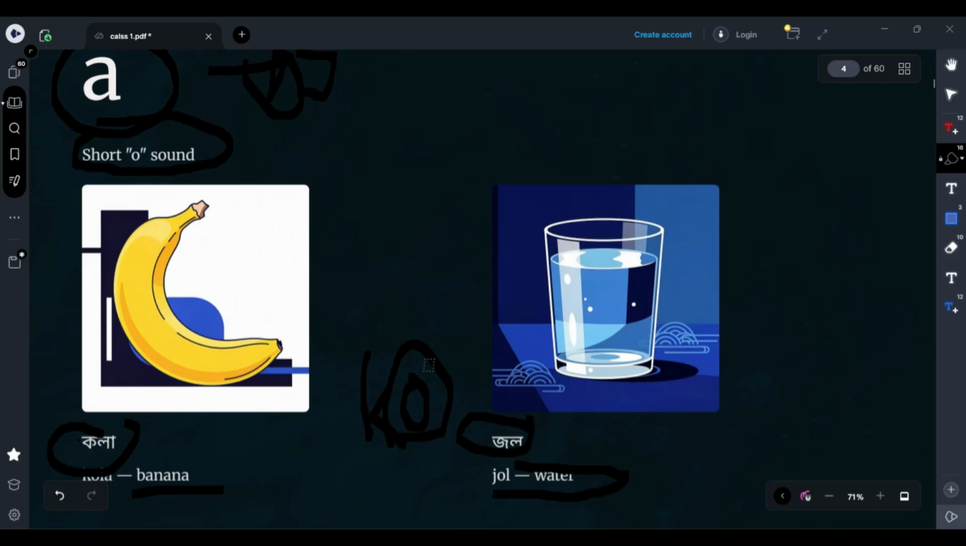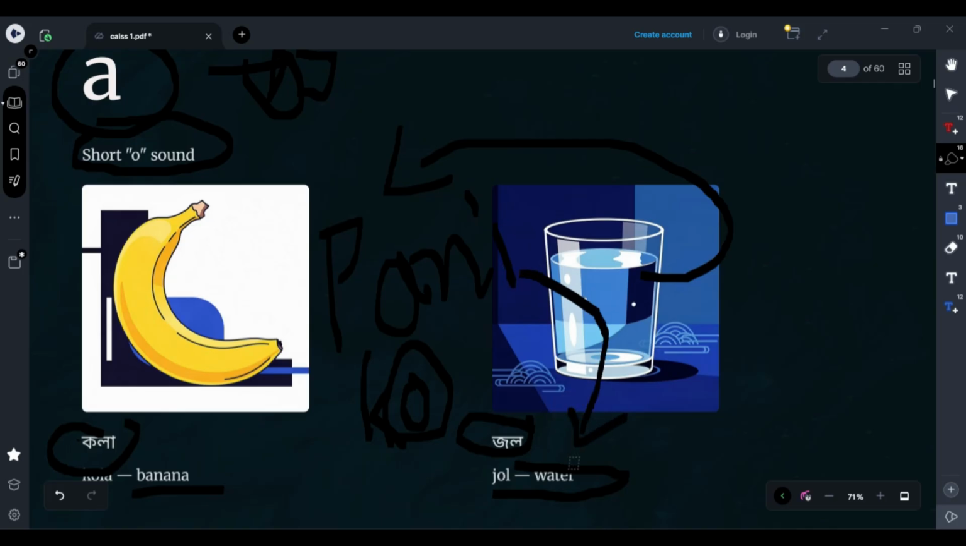In Bangladesh, we usually use pani instead of jol. Pani and jol, they're similar, but we use this word instead of jol. Mostly, but all of the people understand jol, but we usually use pani.